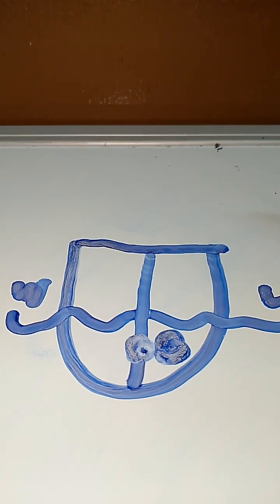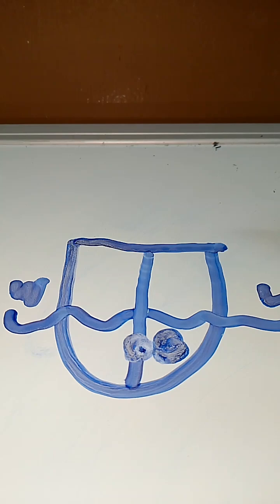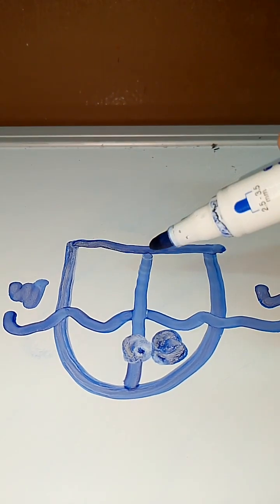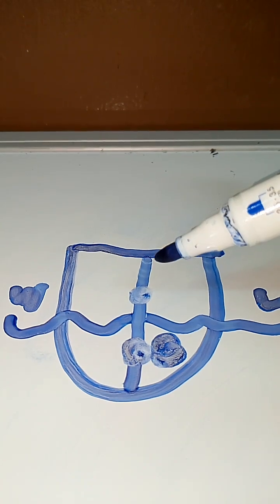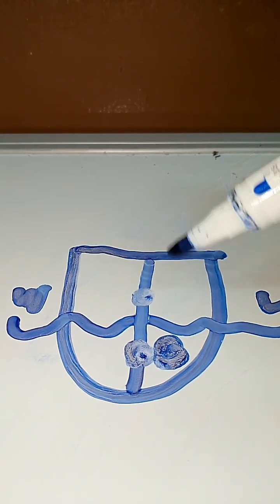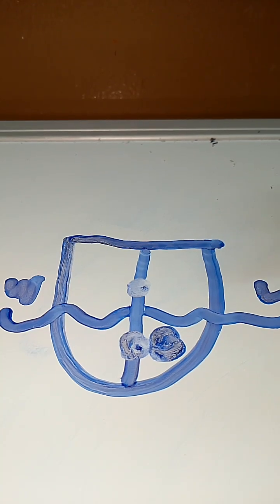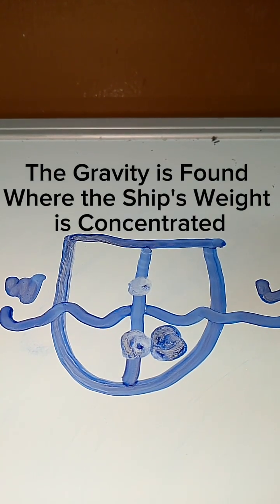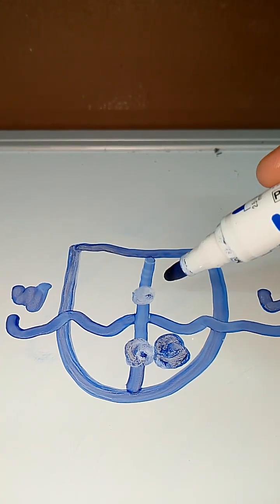Next is the center of gravity. The center of gravity is located just above the center of buoyancy. This is where the center of gravity is located because this is where the ship's weight is concentrated. Center of gravity is denoted as G.